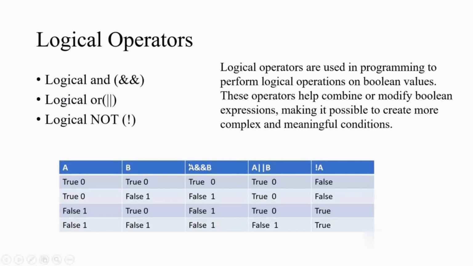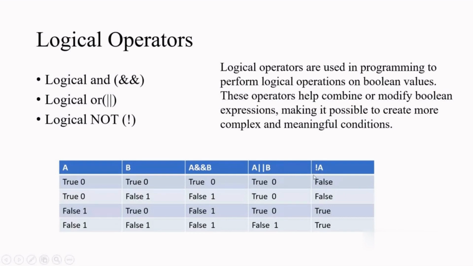See here, logical AND means if both statements are true, it will return true. See here, A value is true and B value is true. If we perform the logical AND operation in between these two, it will return true. Otherwise, it returns false. The name itself says AND, and means both the values. If both the values are true, it will return true, otherwise false. Logical OR. OR means if both values are false, it will return false. Otherwise, it will return true.